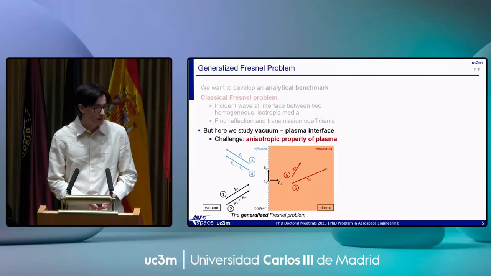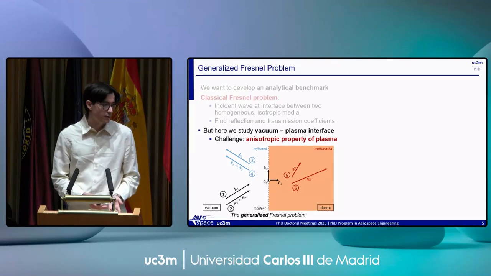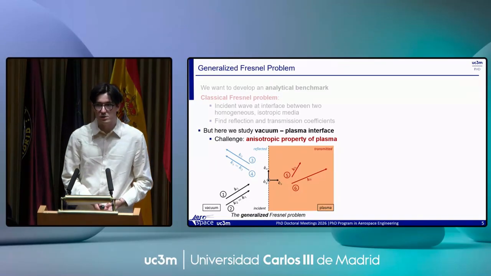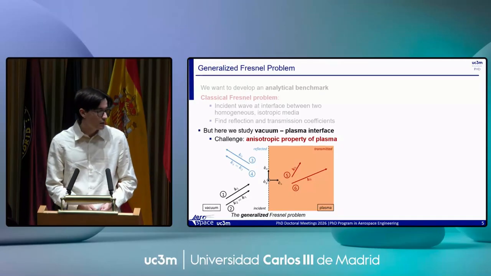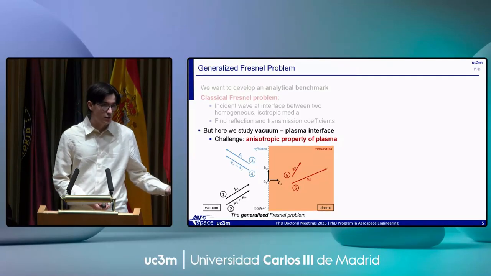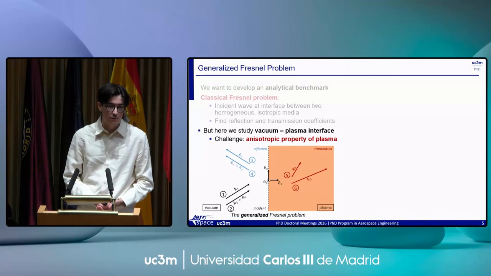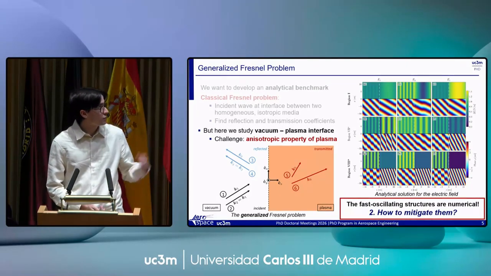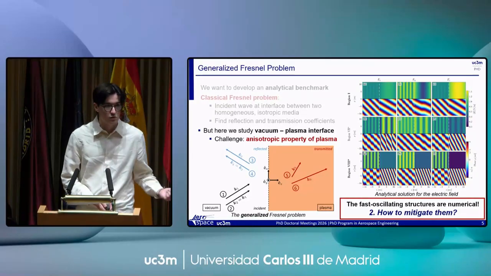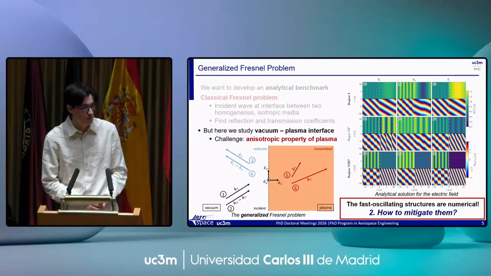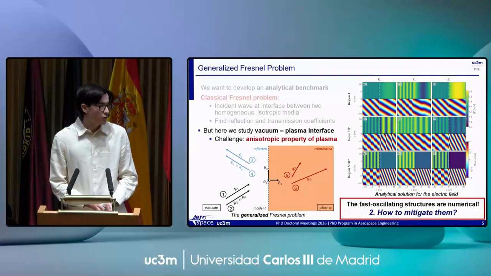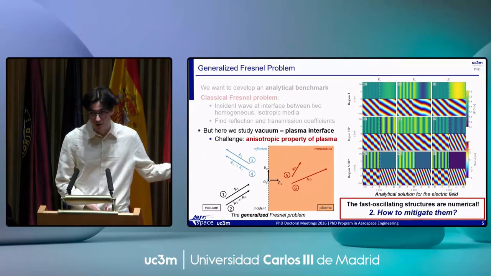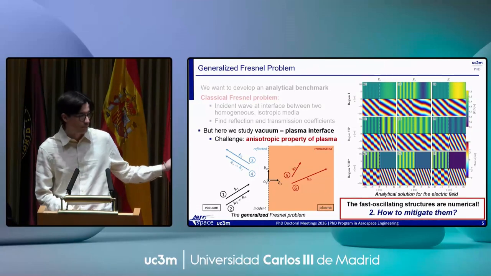But our case is a bit more complicated because we study the vacuum plasma interface. So we have the challenge of the anisotropic property of plasma here. So what we did is that we developed especially an analytical solution to this problem that we can see here. So I plotted the results for different regions, and you can see here that even in regions, for example, 7 and 8, that are regions with resonance cones, you don't see the structures that we saw before. So it means that if they don't appear in the analytical solution, they are a purely numerical problem.